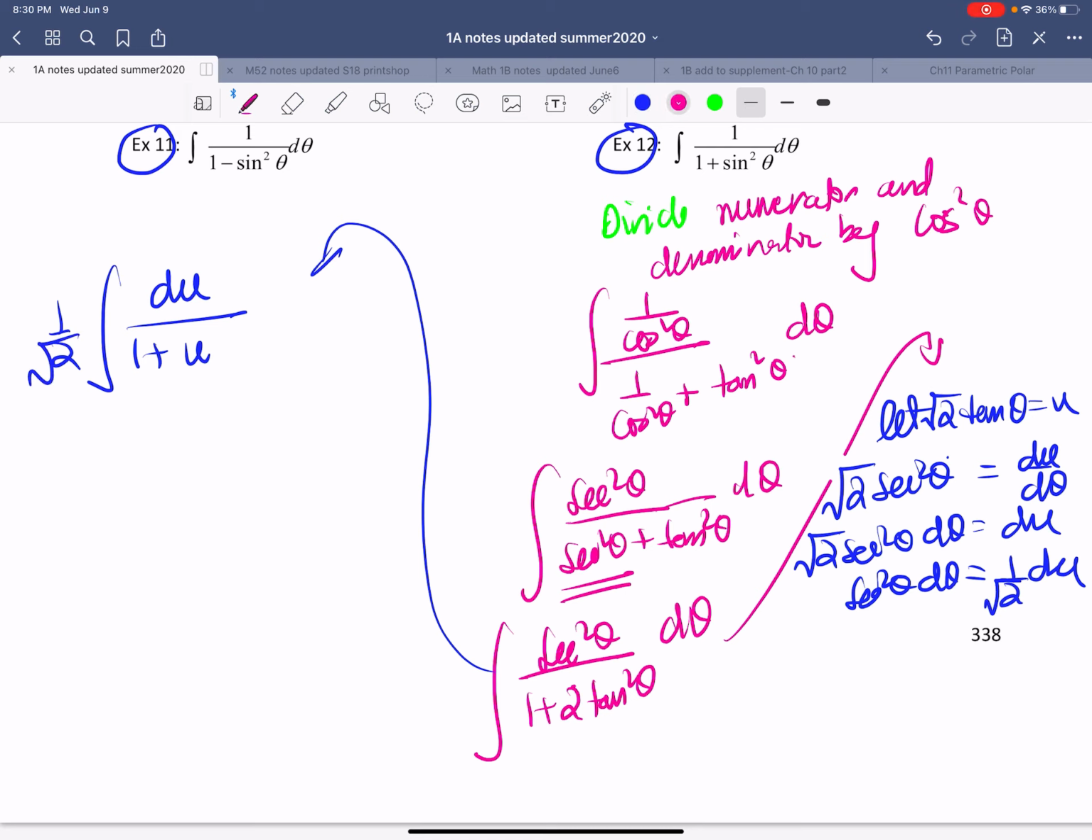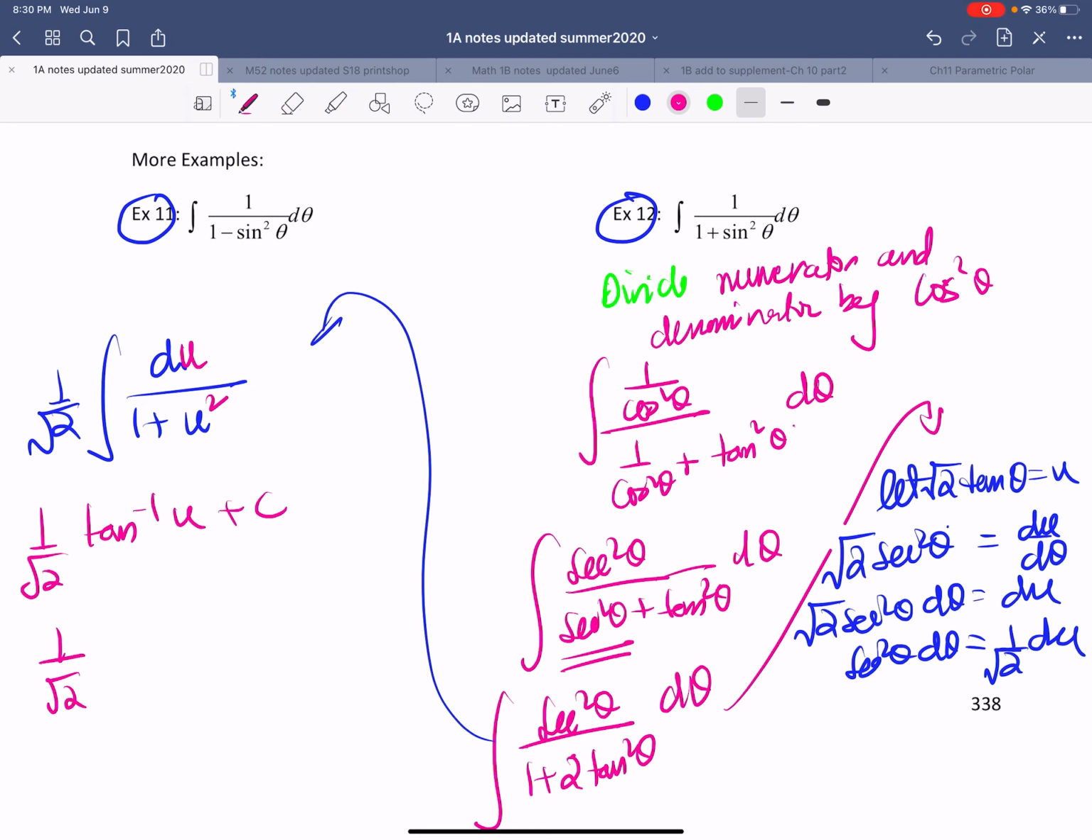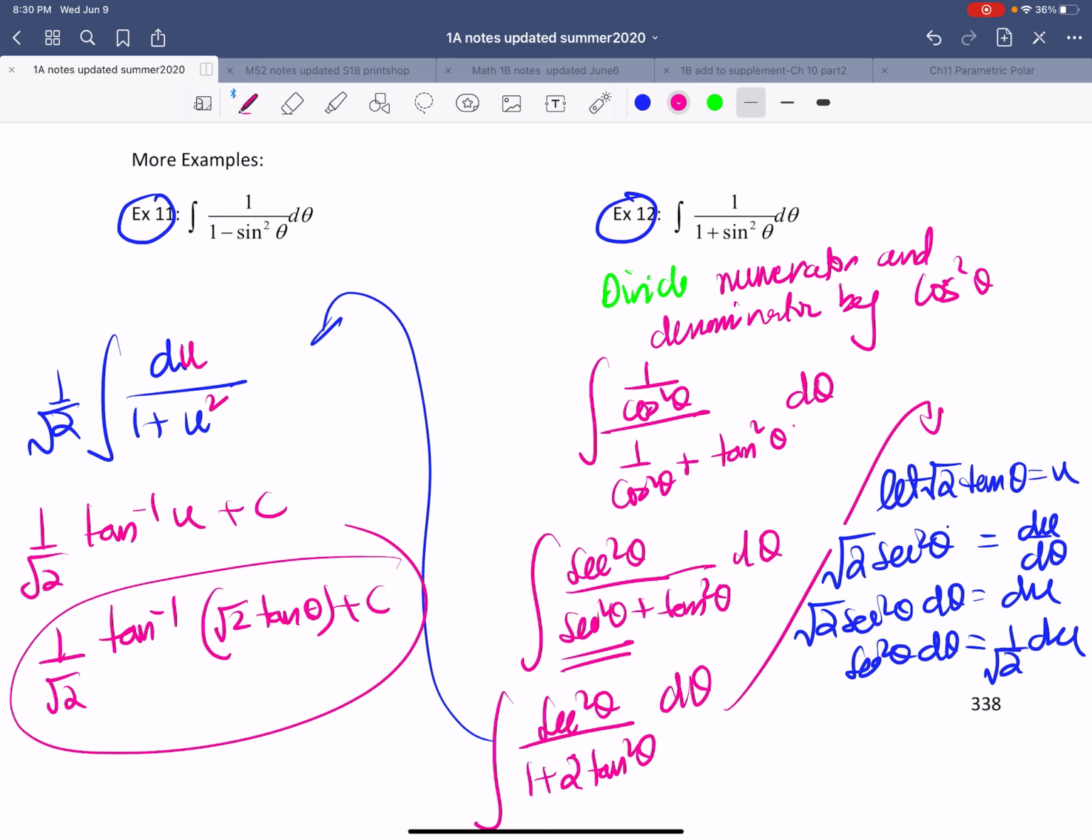So now this integral becomes 1 over square root of 2 times du over 1 plus u squared, which is going to be tangent inverse u plus c, and tangent inverse u is going to be tan inverse of root 2 tangent theta plus c. Okay, that's what our final answer is.